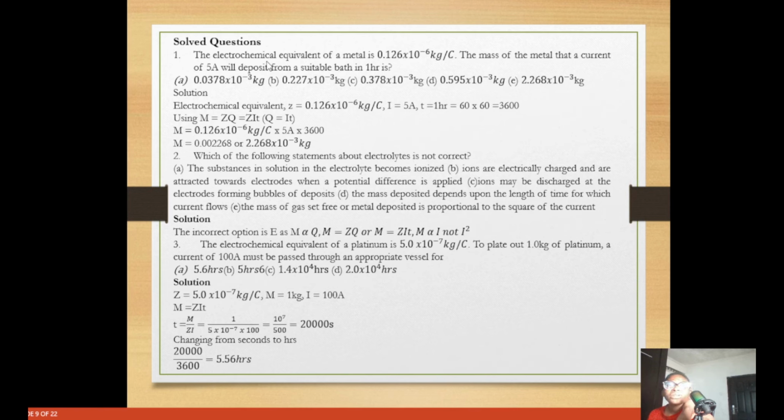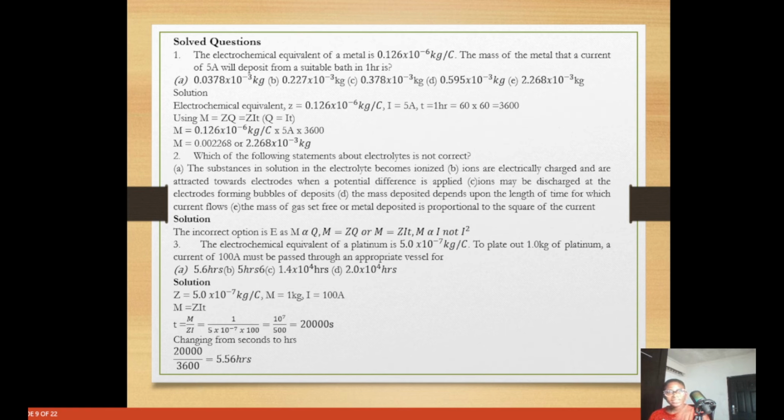The mass then is 2.268 times 10 raised to the power minus 3 kg, and that is option E from our question. So we've been able to calculate the mass from this relation where M equals ZIT.